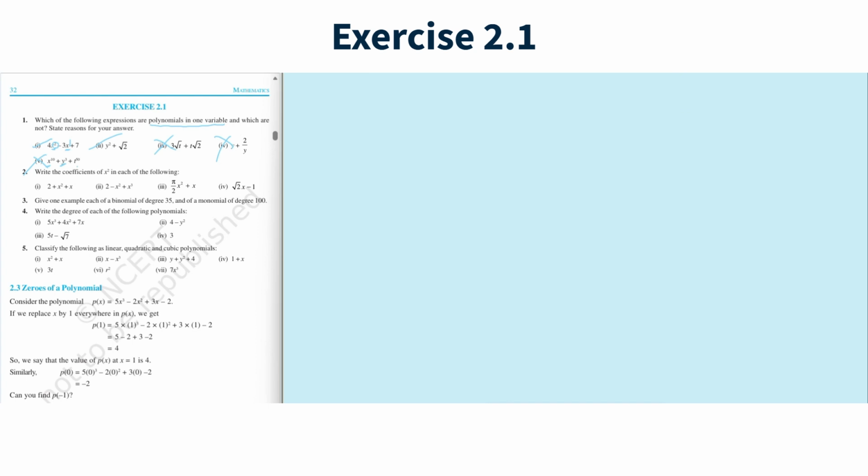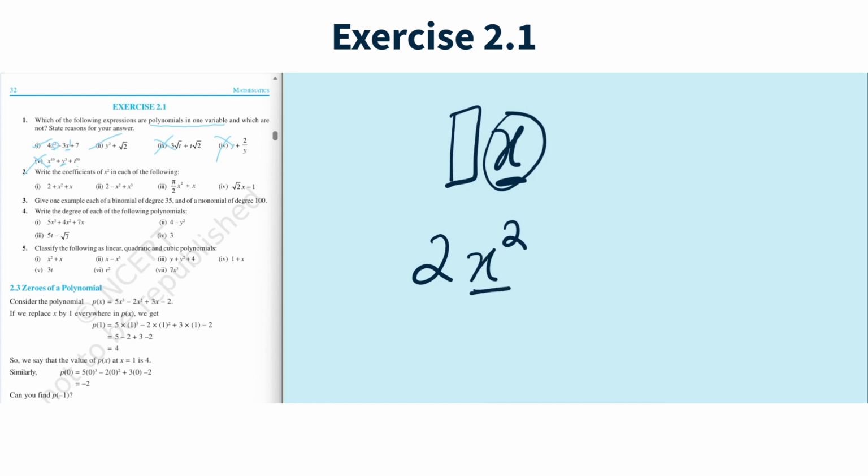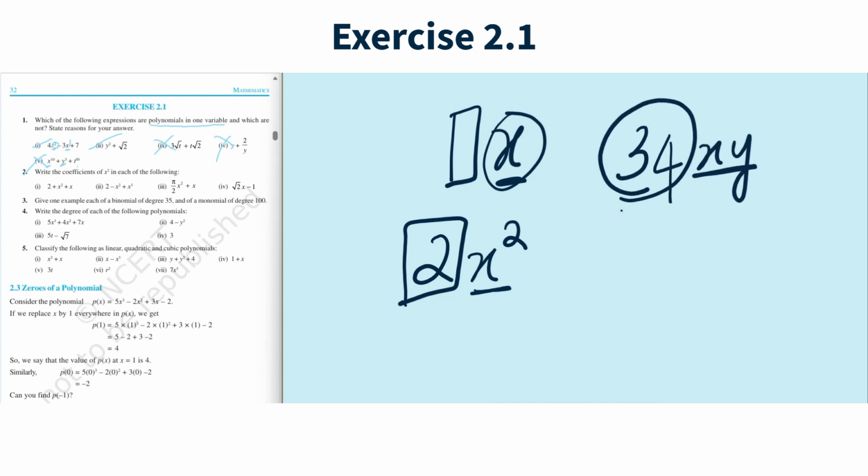Now, what are coefficients? It is a number which is along with a variable. Or a coefficient is a number which multiplies the variable. Let's say I have 2x squared. The coefficient of x squared becomes 2. I have 34xy. The coefficient of xy is 34.